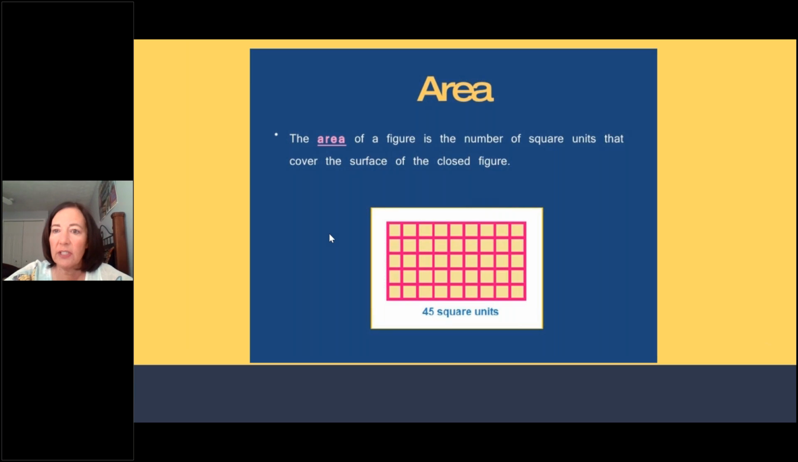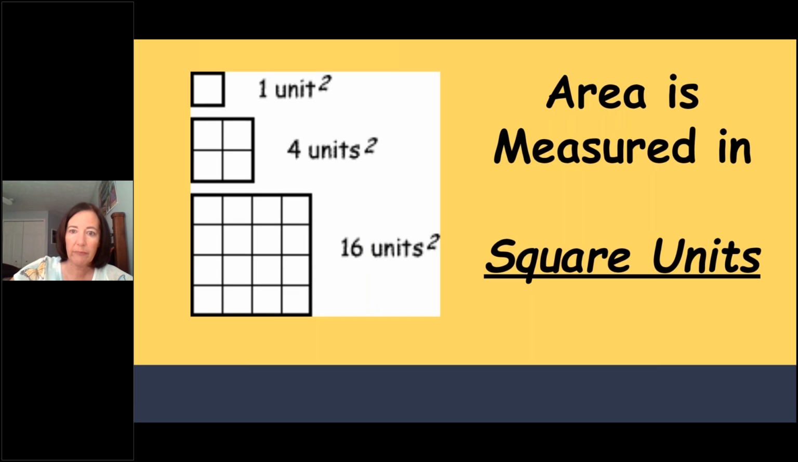The technical definition is the area of a figure is the number of square units that cover the surface of the closed figure. So we need to talk about square units, and what does that mean? A unit would be a unit of measure. It might be a centimeter, it might be a millimeter, it might be an inch, a foot, it could be a mile. But when you're measuring area, you're not just talking about a foot or a mile. You're talking about 1 foot squared, or a square foot, or a square mile, or a square centimeter.